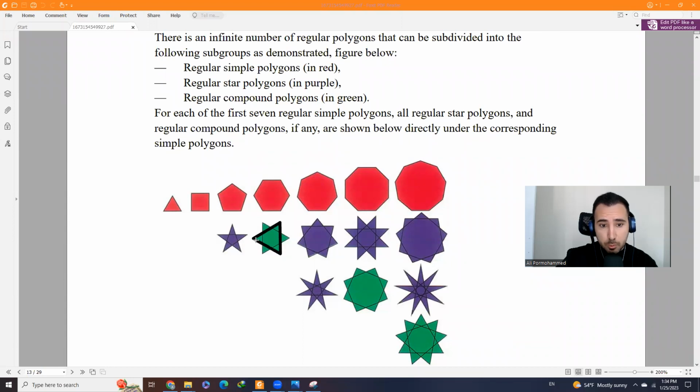So the green ones, you see why we call them compound is because it's made of the shapes we already know. This is made of 2 triangles. Okay, this is made of 2 squares. Okay, this is made of 3 triangles. See, all of them are made of the shapes we already know. But is it also true about the purple ones, about the stars?